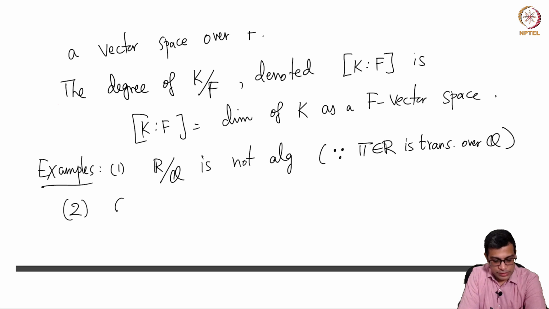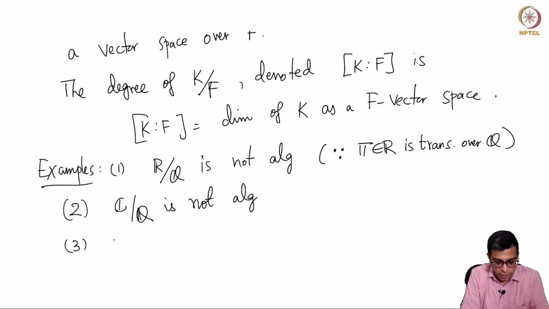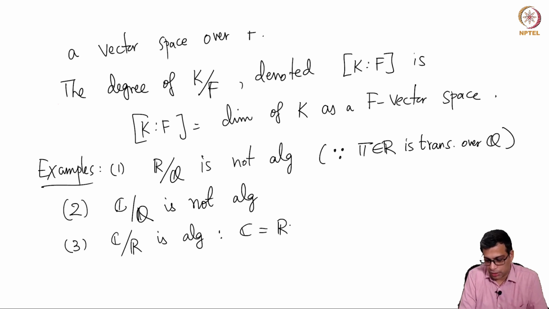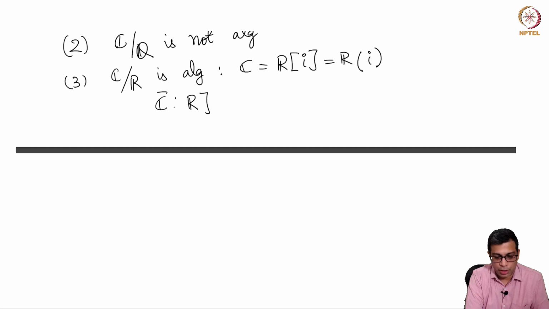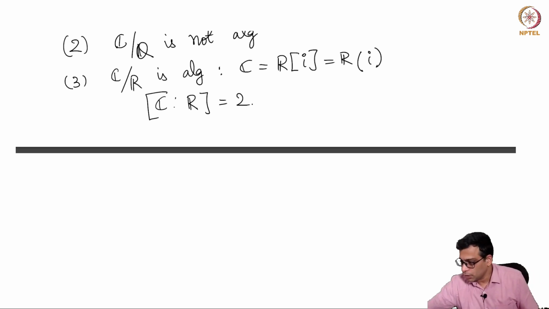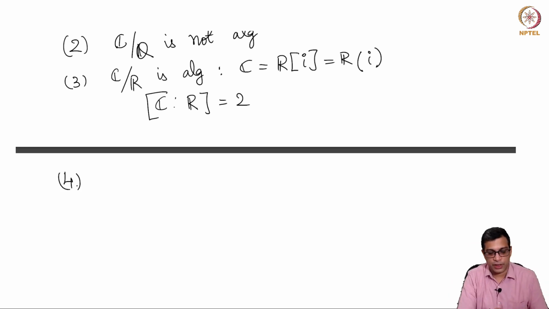Okay, so what about C over R? So first let's do C over Q. It is also not algebraic because pi is a complex number also, right? So there is a transcendental element. Whereas C over R is algebraic, right? The reason is C is in fact R[i], which we agree is the same as R(i). In fact, we know that [C:R] is just 2, right? So this is the degree of that field extension.